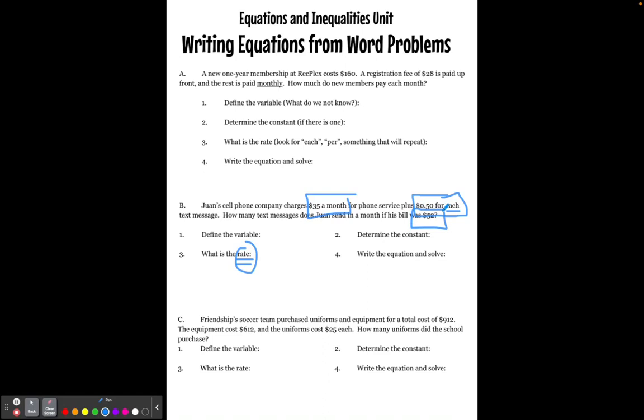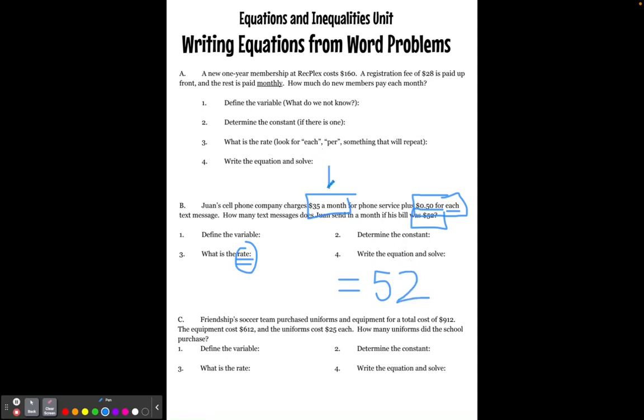So again, I always say, can you determine what goes on your equal side? What is it all going to have to equal when you're done? Is everything going to equal 35 bucks when we're done? No. 35 bucks is a part of it plus this 50 cents for each text message. So that is not our final cost. Our final cost is $52 for the month, right? Okay. So how did we get the 52 bucks?